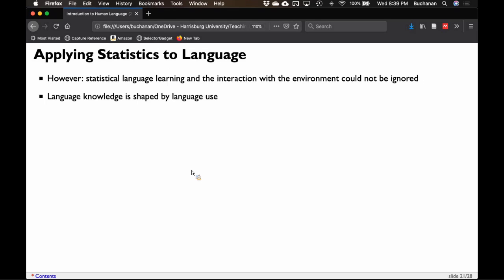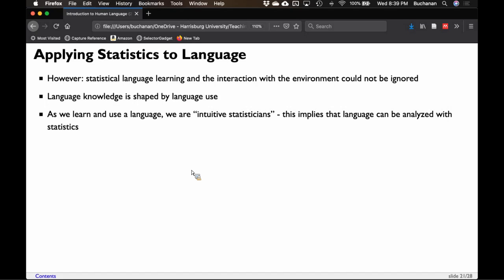And so language knowledge is shaped by language use, which means if we're intuitive statisticians, that clearly means that we can take language and analyze it with statistics. Okay. So anyone who's like, well, that's a soft skill set, doesn't know what they're talking about, right? So we can do a lot of statistics on language, and that's what we're going to spend the whole semester doing, is learning how to deal with categorical data and continuous data and linguistics.